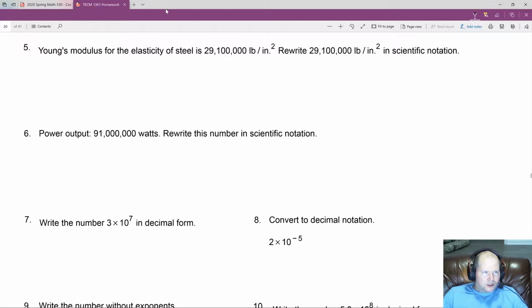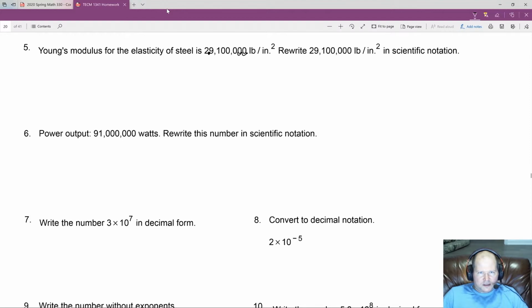So Young's modulus for the elasticity of steel is 29,100,000 pounds per square inch. Rewrite 29,100,000 pounds per square inch in scientific notation. Okay, so the first non-zero digit, going from left to right, the same direction you read English, is going to be behind the 2. So we're going to move the decimal behind this last 0 here.